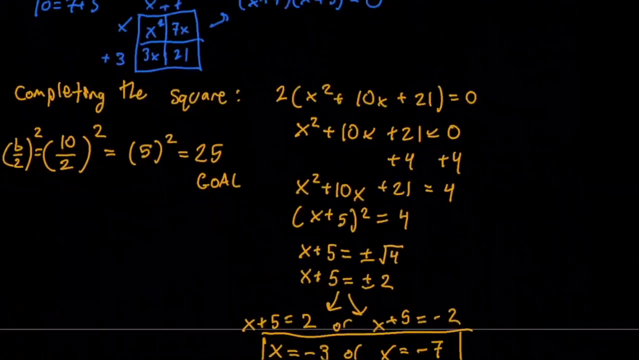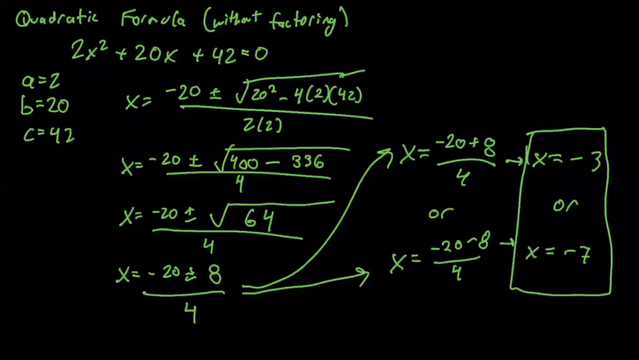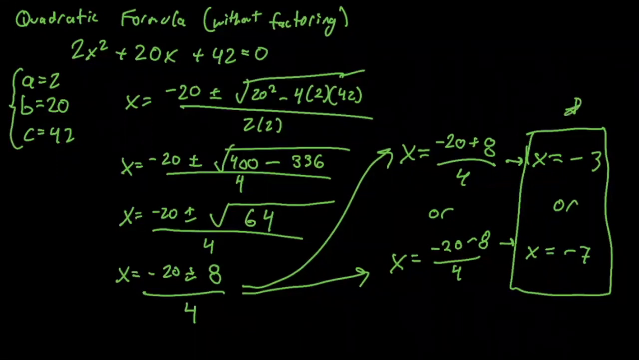Next, I want to take a look at what happens if we don't factor out this 2 first for the quadratic formula. All right, so here I put up on the screen, without going through all of the steps, what the quadratic formula would look like if we didn't factor out that 2 at first. So notice on the left here, a is 2, b is 20, c is 42. We end up with the same solutions, but the work that we have to do in the quadratic formula is a little bit more complicated.